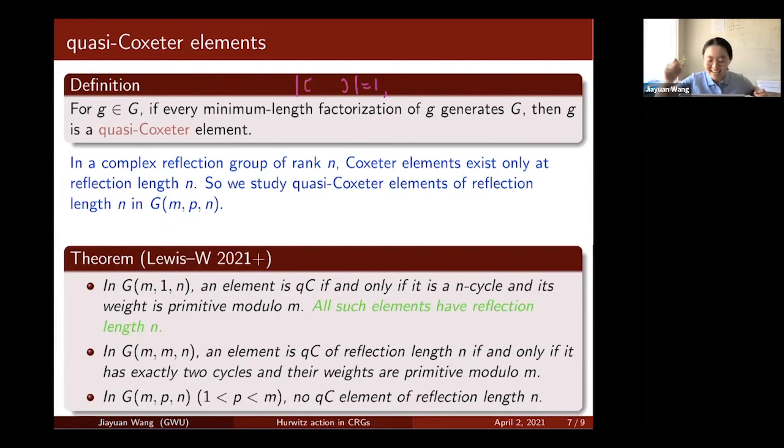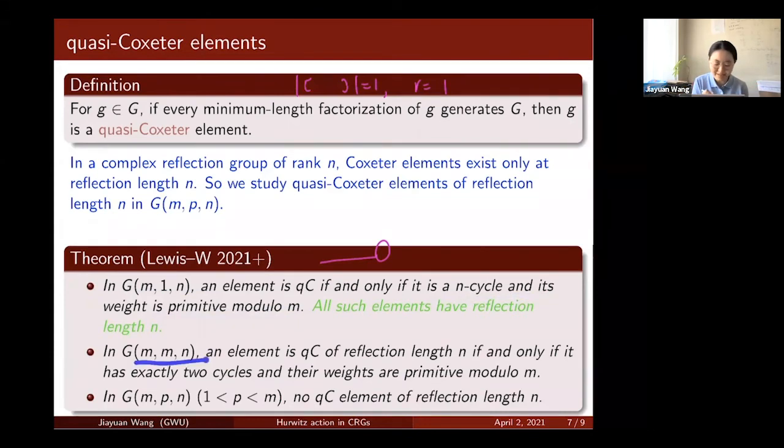Yeah, that's exactly right. And so in order to generate the whole group, we better have a one-part cycle partition. And then to make sure we have all the weights, the R of that part should be 1. With that in mind, in group G(m,1,n), in order to generate the underlying symmetric group, we need an n-cycle. But to make sure we have all the weights, we need to include a loop factor that is of primitive weight mod m. So here, all the quasi-Coxeter elements of length n are exactly the n-cycles with weight primitive mod m.